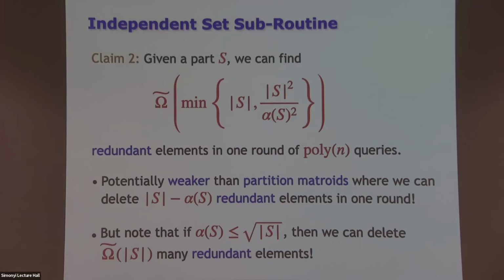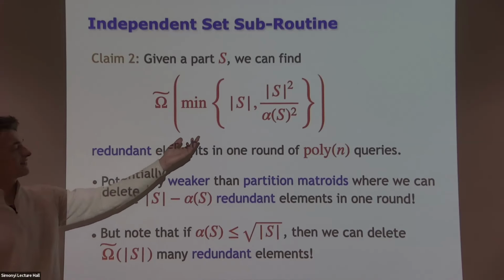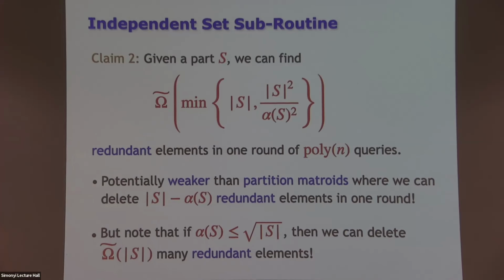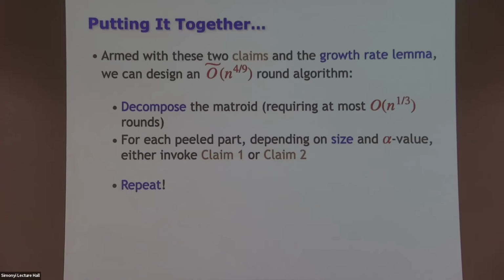And so this is the key place where we have like a weakening compared to partition matroids. Right, so when you recover a piece of a partition matroid, you're basically guaranteed that you can delete magnitude S minus alpha of S many redundant elements. For us, even if alpha of S is like, say, S over 2, that doesn't give you anything meaningful here in terms of deletions. Right? I mean, okay, it still gives you something nice, right? Like if alpha is less than square root magnitude S, then it's telling you that you can delete omega tilde magnitude S many.